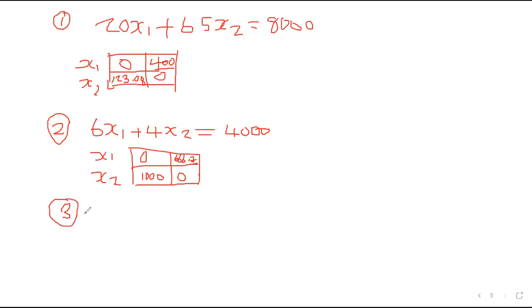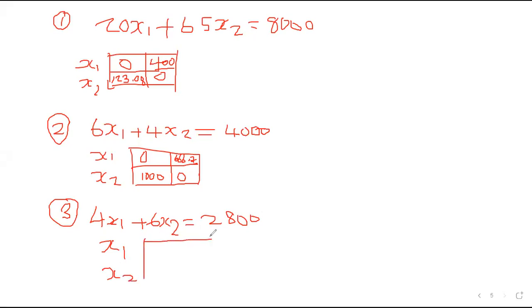Constraint 3 is 4x1. So we're substituting there. We're just using those points. 4x1 plus 6x2. These ones are obtained from the information given in the question. So it's equal to 2,800. So what we are simply saying here is that our x1 and our x2.